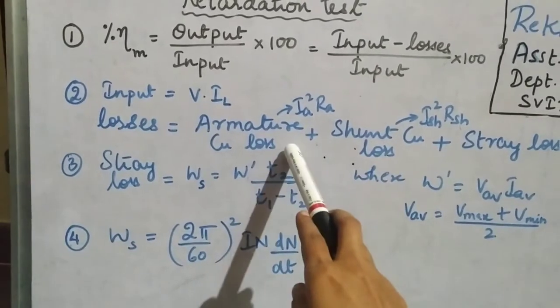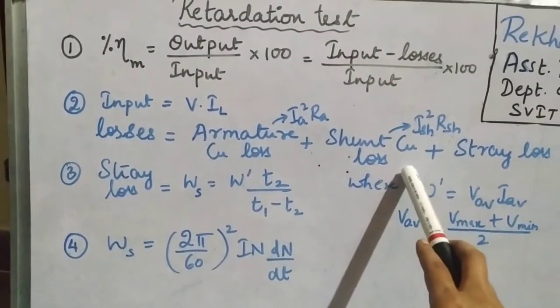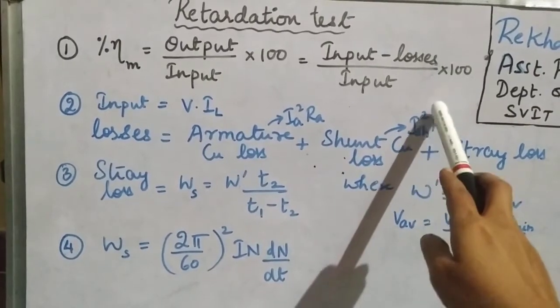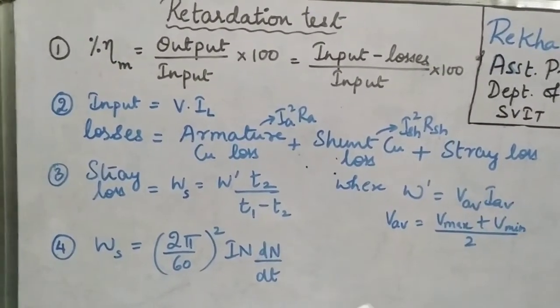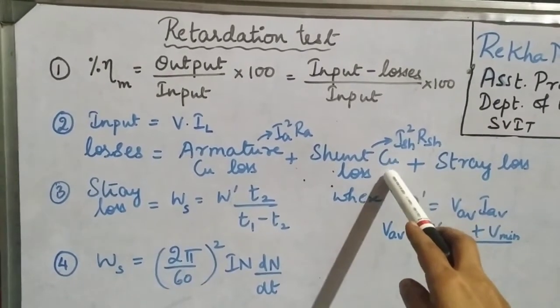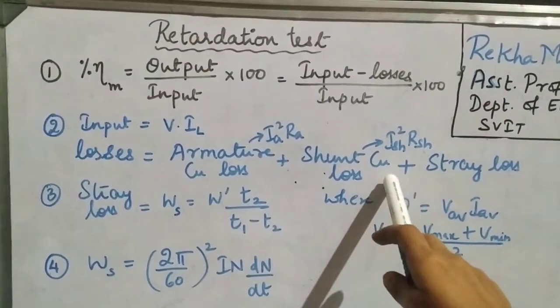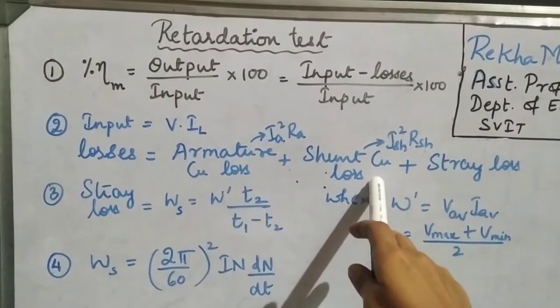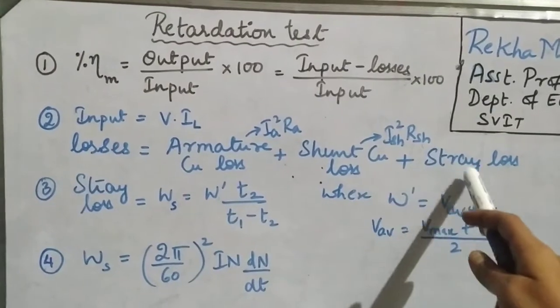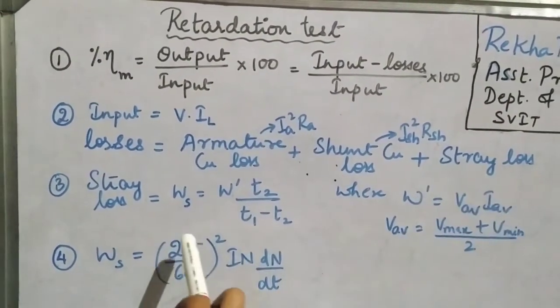Armature copper loss is given by the formula Ia square into Ra. Shunt copper loss will be given by I shunt square into R shunt. As well, we can write it another way, that is the voltage into the shunt current. This is regarding the variable loss. Plus the constant loss is nothing but the stray loss. How to find out the stray loss? There is one formula.